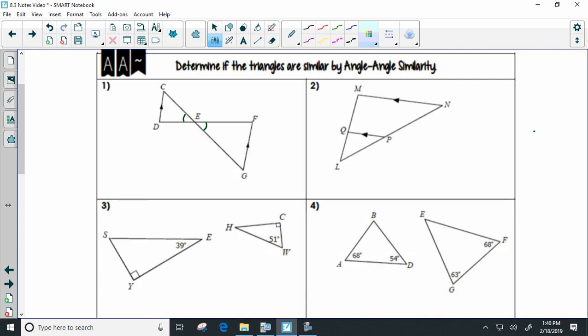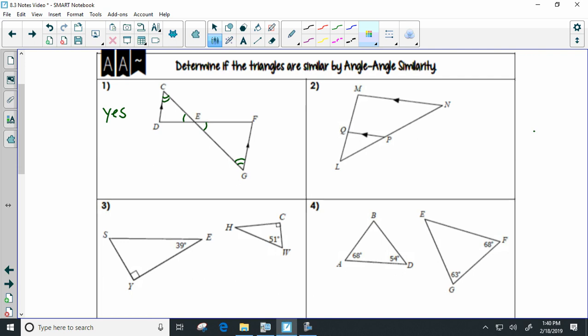So when parallel lines are cut by a transversal, alternate interior angles, angle C and angle G, are congruent. Right, that is the alternate interior angle theorem. So now I have two angles in the small triangle on the left congruent to two angles in the right triangle. So yes, this is similar.